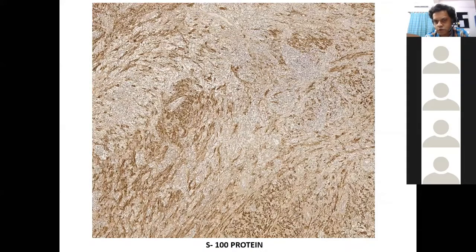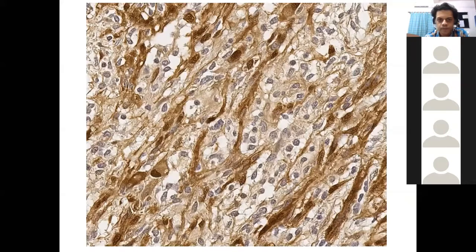S100 is uniformly and strongly positive, just as is expected in the case of any schwannoma. Okay, see this, beautiful. This is a nuclear positivity as well as cytoplasmic positivity. So that is the kind of positivity that you expect to see in these cells.